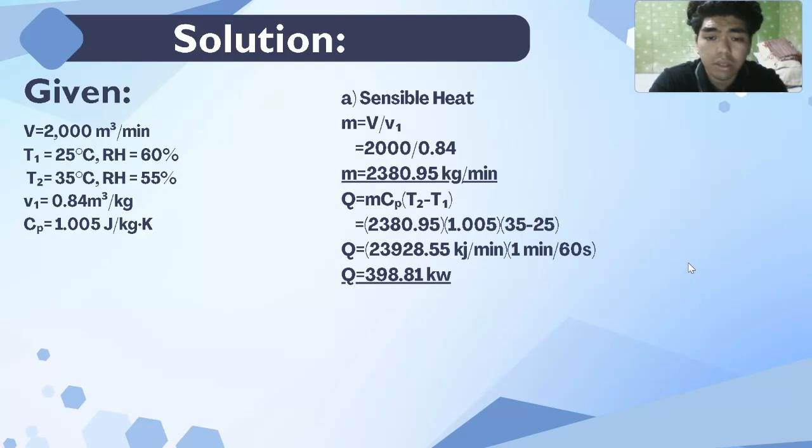Now we can solve for the sensible heat with a formula of mCp times T2 minus T1, which is equal to 2380.95 times 1.005 times 35 minus 25, which is equivalent to 23,928.55 kilojoules per minute times 1 minute divided by 60 seconds, which is equal to 398.81 kilowatts. That is all.